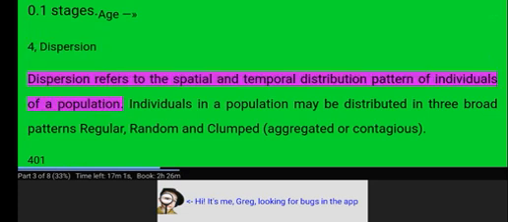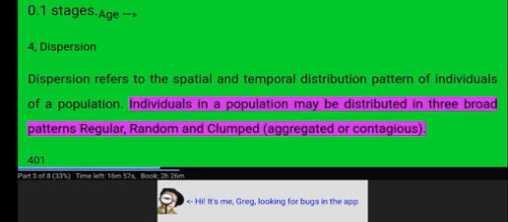4. Dispersion. Dispersion refers to the spatial and temporal distribution pattern of individuals of a population. Individuals in a population may be distributed in three broad patterns: regular, random and clumped, aggregated or contagious.